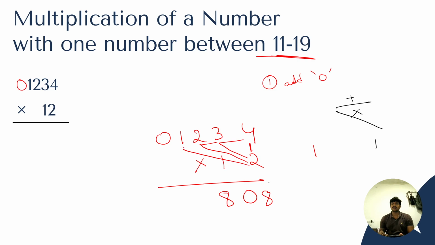Again, 2 into 1, 2. 2 plus 2, 4. Again, multiply the next number, 2 into 0, 0. 0 plus 1, 1. Every time you are going to multiply the next number and add the previous number. That is as simple as that. You will directly get your answer.